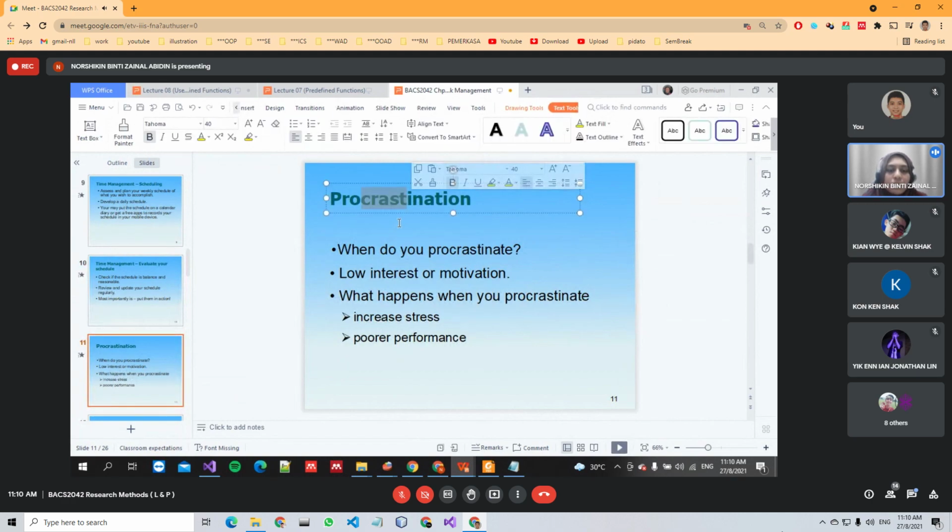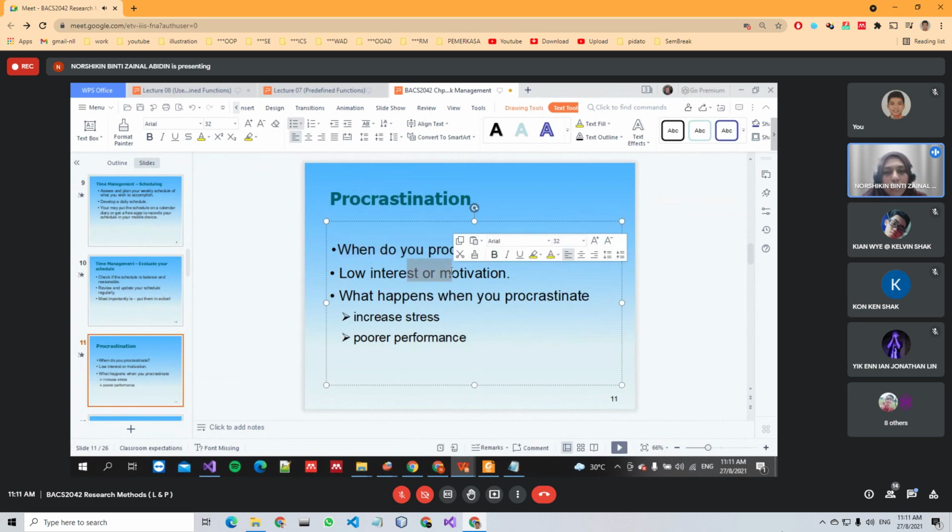And then next, this one is procrastination, not only to students, especially when doing research. When you're sick of papers, when you think you read too many papers, then you feel like, okay, that's the end of my day. So when do you procrastinate? Low interest or motivation. Because we are human beings, it is very normal to have no motivation at all, like feel like doing nothing, chilling. So that is very normal.